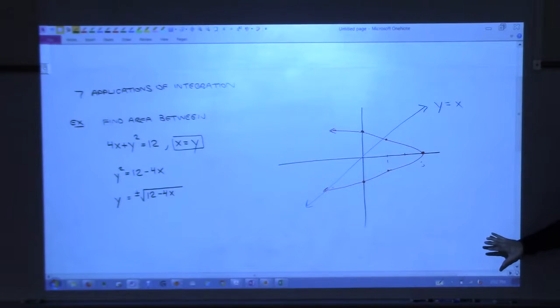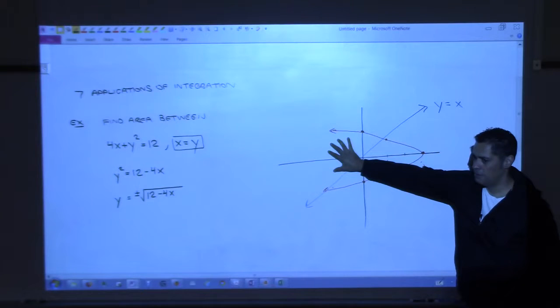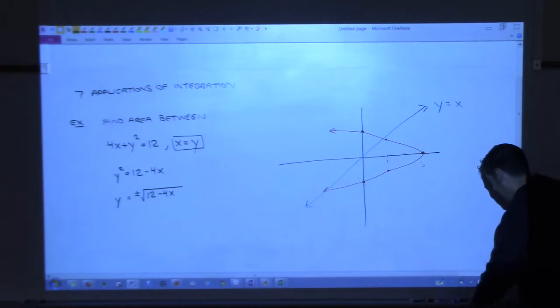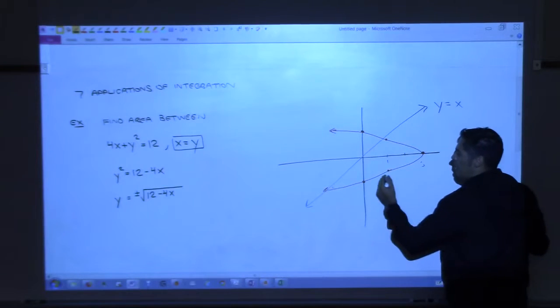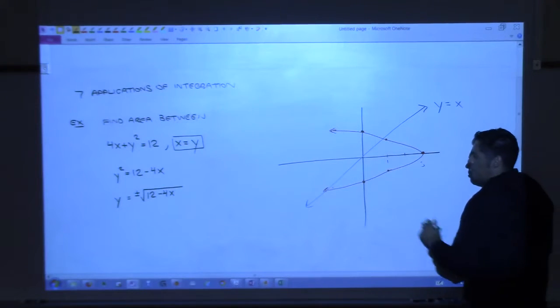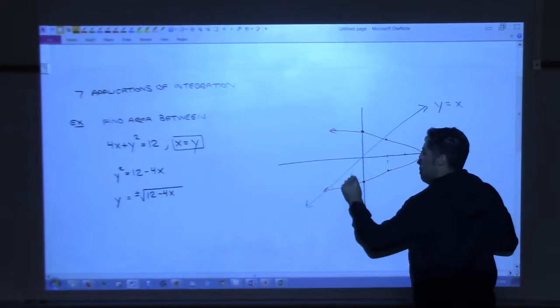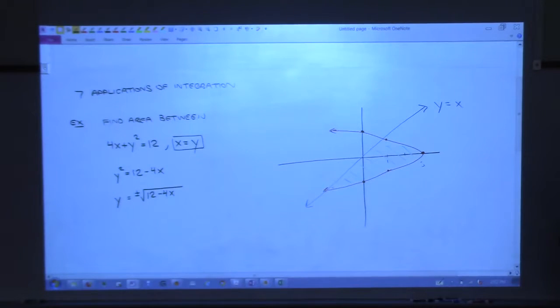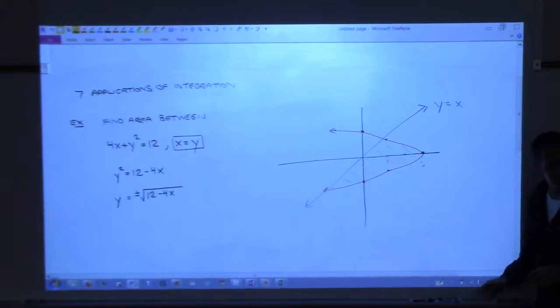Do you all see the region bounded by the two? That one? No. That one? That one, right? Okay, so I hope it's pretty evident to you from our picture that this is the region that we're talking about. Now, we have a major problem. What's our major problem?